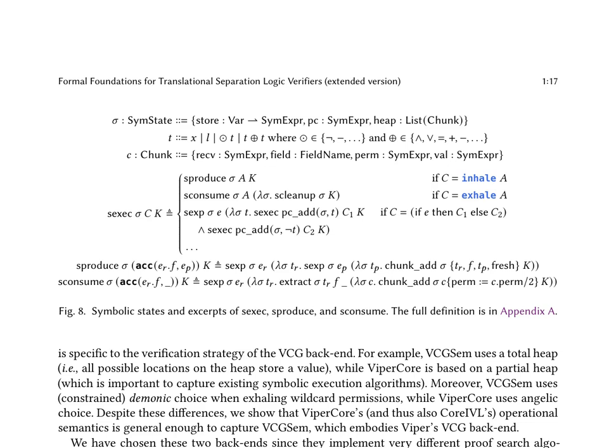This research paper presents a formal foundation for translational separation logic verifiers, focusing on the symbolic execution backend for Viper core. The authors formalize the symbolic execution algorithm in Isabelle/HOL, which is based on the description by Schwerhoff. The symbolic state tracked during verification consists of a symbolic store, path condition, and symbolic heap, represented as a list of heap chunks. Each chunk corresponds to an access resource, comprising a receiver, field, permission, and value.